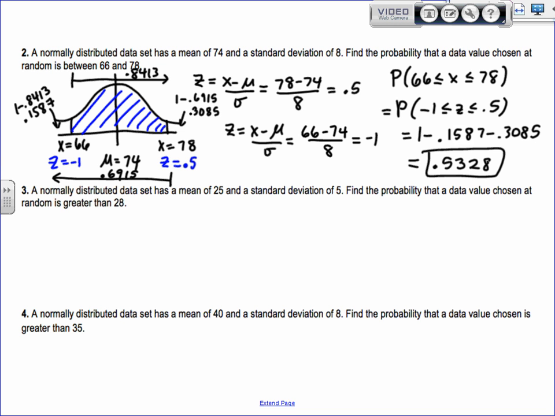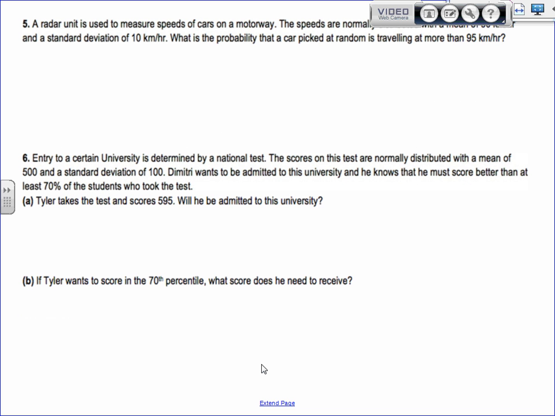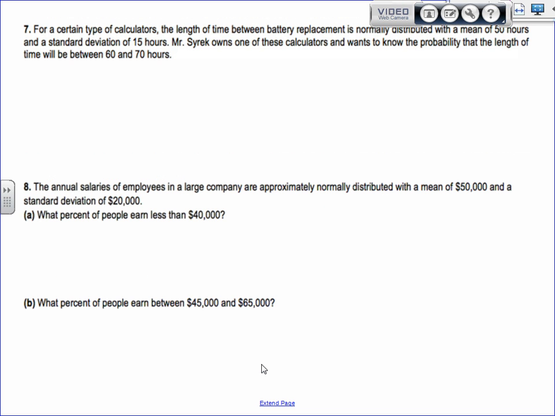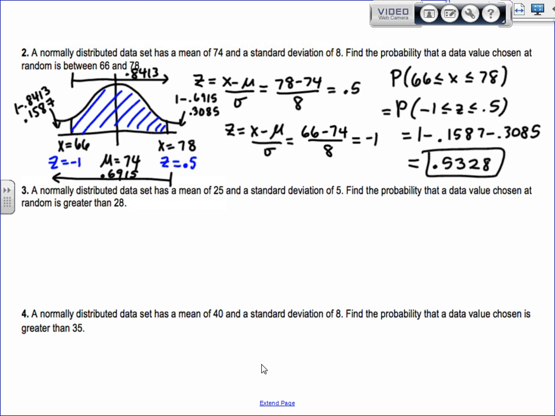All right, does this make sense? So you're going to do this for every single one of the problems. Now these problems do get more, I don't know, story problem-esque. So it says things like, a radar unit is used to measure speeds of cars on a road, right? What's the probability of a car traveling at more than 95 miles per hour? Or I think there's some about how long it takes for a fire truck to reach your house if there's an emergency. What's the probability of them reaching there on time 90% of the time or something? So there's lots of different problems that would involve normal distribution.